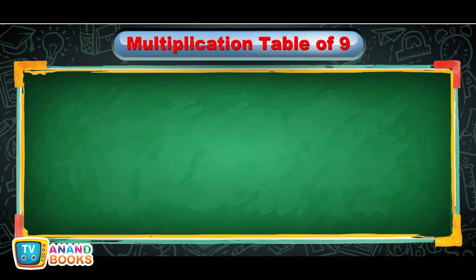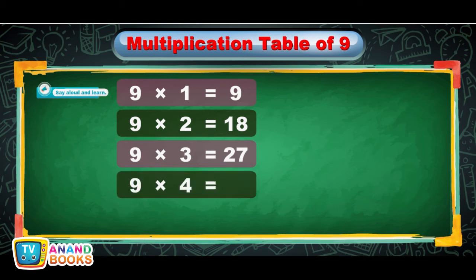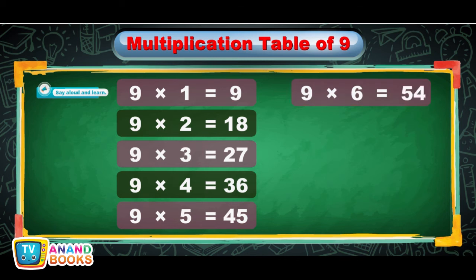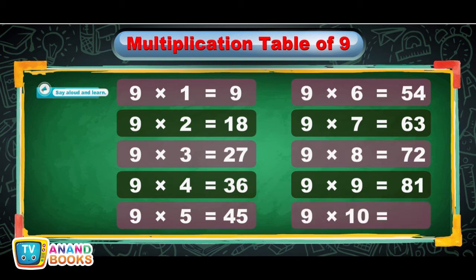Multiplication table of 9. Say aloud and learn. 9 ones are 9. 9 twos are 18. 9 threes are 27. 9 fours are 36. 9 fives are 45. 9 sixes are 54. 9 sevens are 63. 9 eights are 72. 9 nines are 81. 9 tens are 90.